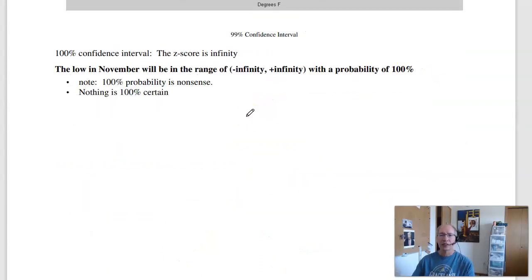Part C is a trick question. If I want to be 100% certain, then the z-score is infinity, which means I go left and right of the mean by infinity standard deviations. So the 100% confidence interval is between minus infinity and plus infinity, guaranteed. Basically, 100% certainty is nonsense in statistics.